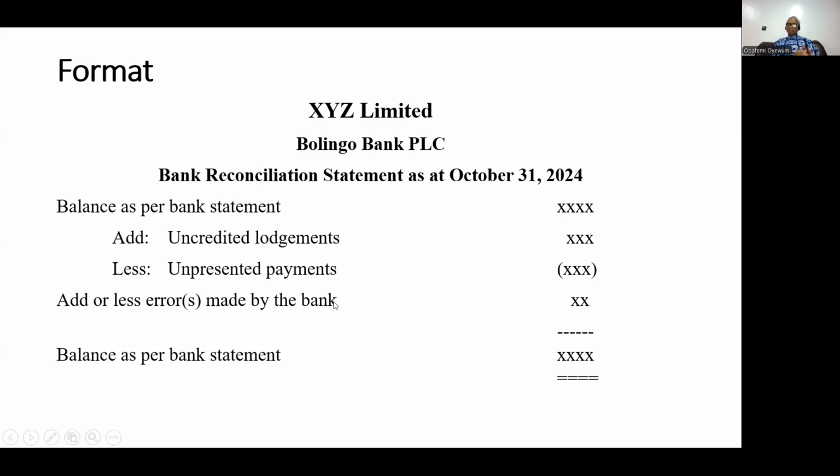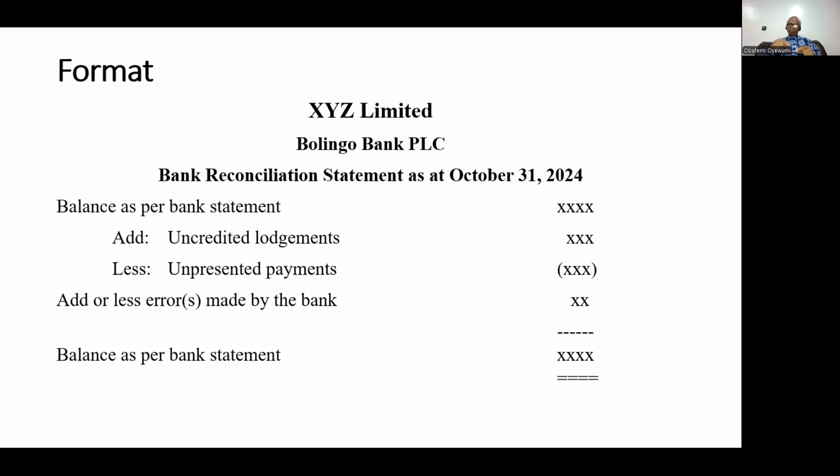the bank. It's possible for banks to make errors, so you deduct it. Now, if there are errors made by you as the accountant or as the entity, you need to correct them in your own adjusted cash book account. Errors made by you must be corrected by the accountant or by the organization. But errors made by the bank cannot be corrected just like that on the face value. The bank must be the one to correct their own errors.